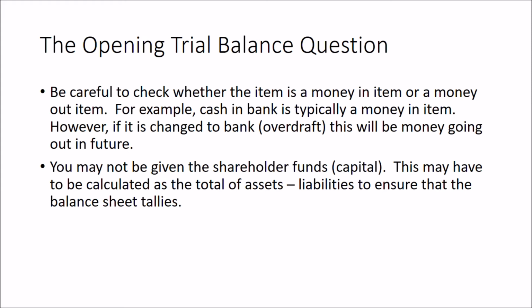Now, two things to be mindful of in this question. Be careful to check whether it is a money in item or a money out item from the description. For example, cash in bank is typically a money in item, typically a positive amount of money. However, if they call it bank overdraft, this is going to be a money out item, and so it's going to be a credit. So as you go down the descriptions, they will often say things like bank, just bank with nothing behind it, is a debit, and bank with an overdraft behind it is a credit.